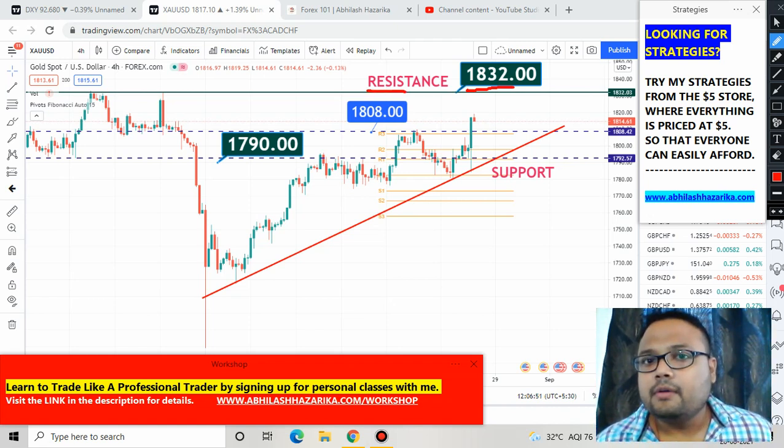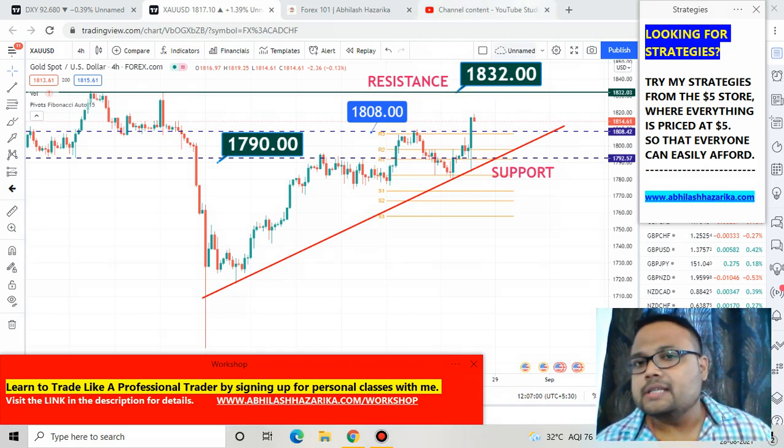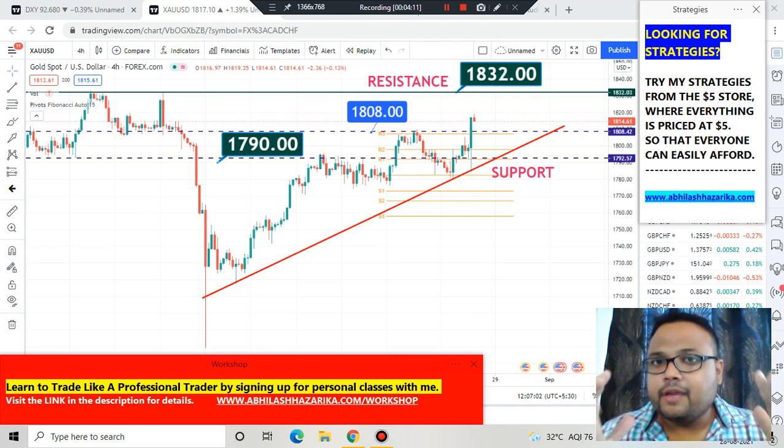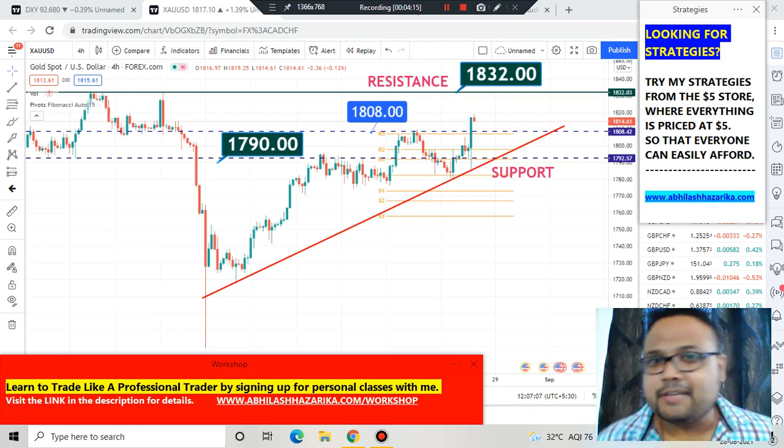So we have a confirmed resistance, and confirmed supports in the form of 1790 and this trend line. Clear? But right now what we need to focus on here, listen to me carefully, things may get a little bit complicated from here. So just try to understand my words.